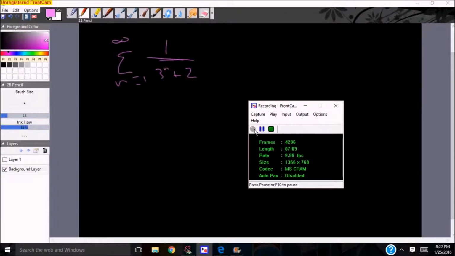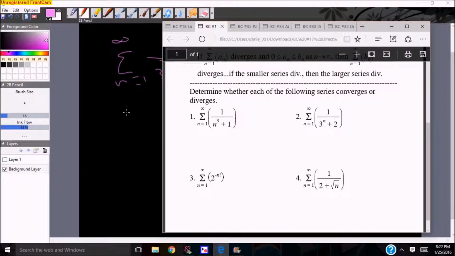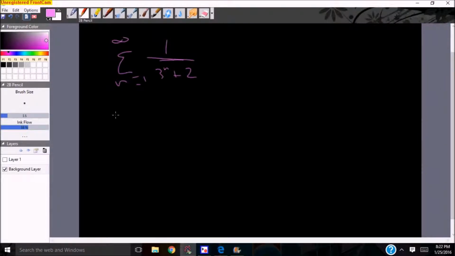Hopefully I've cleared this thing out for y'all, and we've got a new setup here. So our new series, you can actually see it a little bit clearer than my drawing here, is the summation from 1 to infinity of 1 over 3 to the n plus 2. So this doesn't look like a p-series.